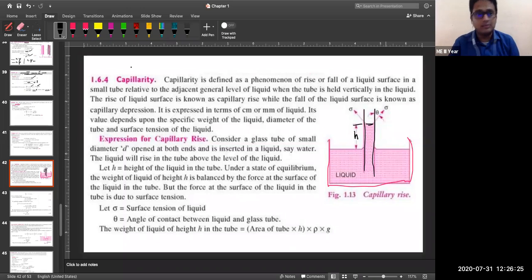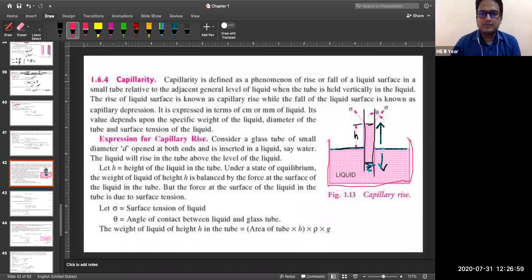For some liquids, you will see that there is a drop in the level of liquid inside the tube. Suppose this is your liquid surface over here. That is called capillary down. This one above is capillary rise, and the other case is capillary down or capillary drop. Now let's see the definition for this.